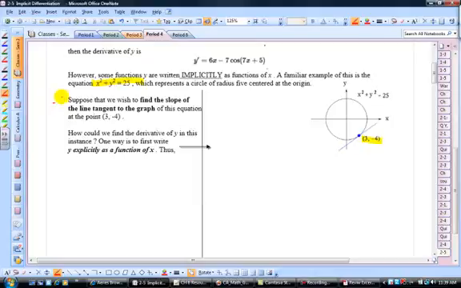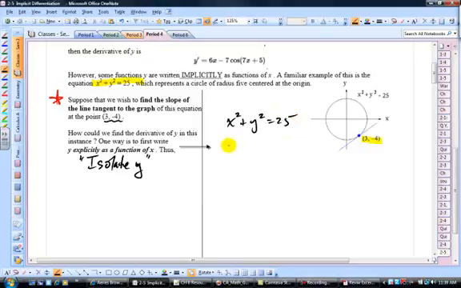Okay, so everybody, eyes over here on the left. Suppose that we wish to find the slope of the tangent line at the point (3, -4). What we need to do first is write y explicitly as a function of x. That means we need to isolate y, and that's fairly easy to do in this case. So I'm going to go to the right side and take x squared plus y squared equals 25, and isolate the y variable so we can write it as a function of x, because right now it's not.